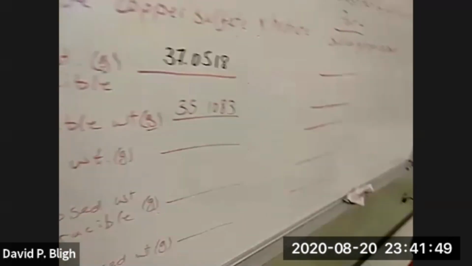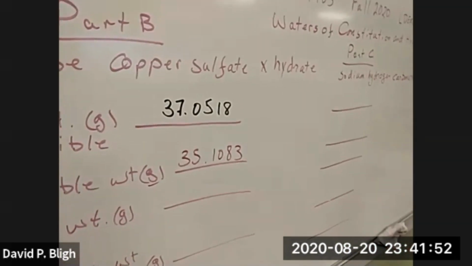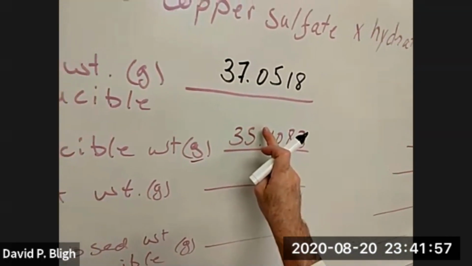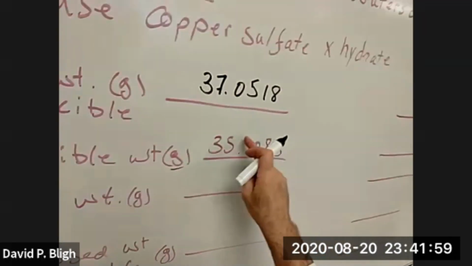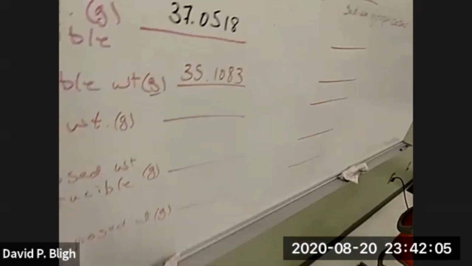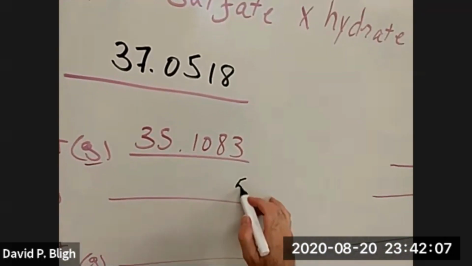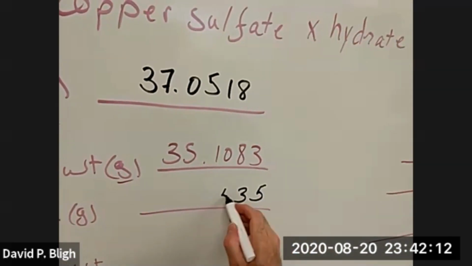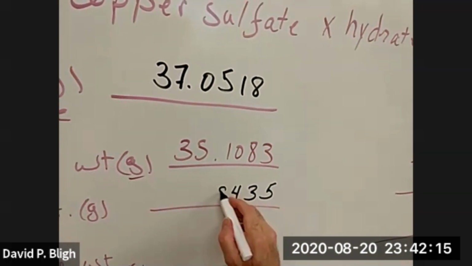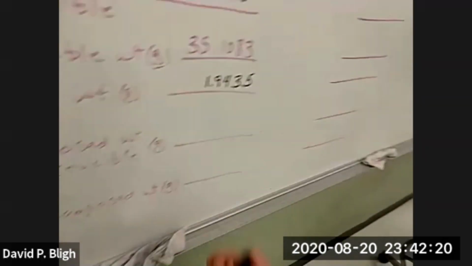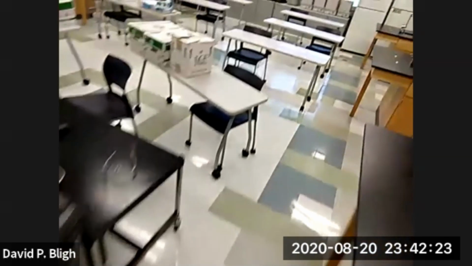Here we go. Now, wet weight, that is, how much does the hydrated copper sulfate weigh? Subtract the weight of the crucible and its lid, of course, from the total, and you get a value here for wet weight. Right? Can I do that in my head? Yeah, probably. 1.9435 grams. Okay, that was the first one.